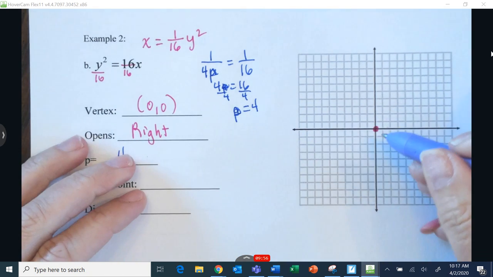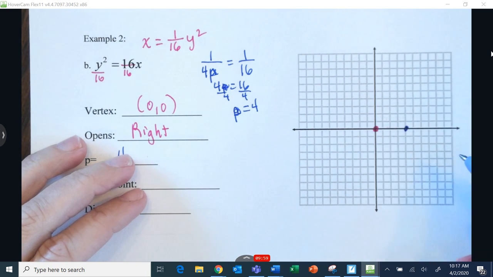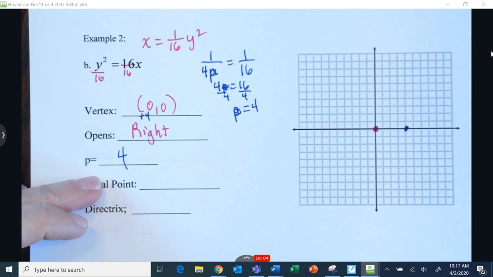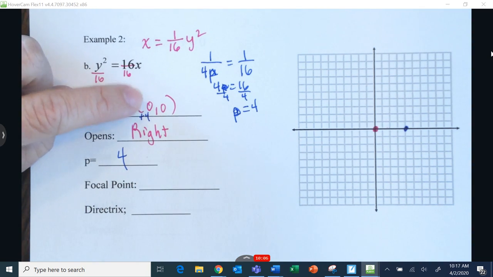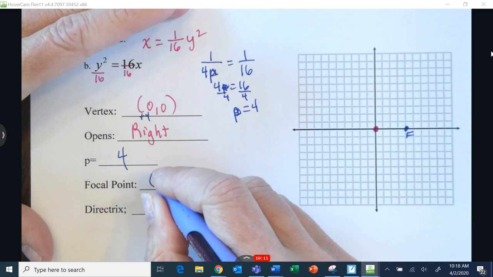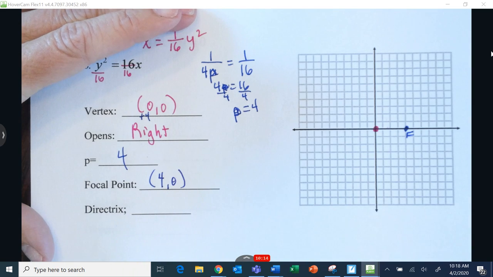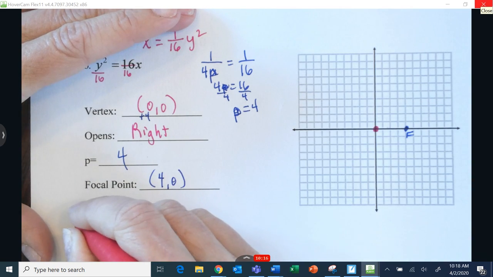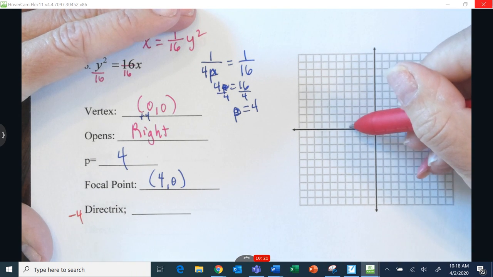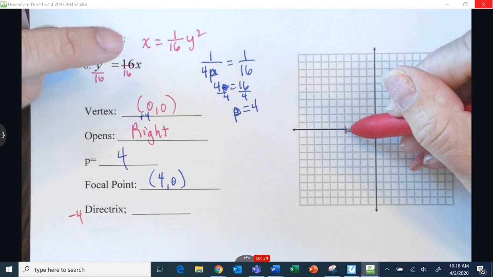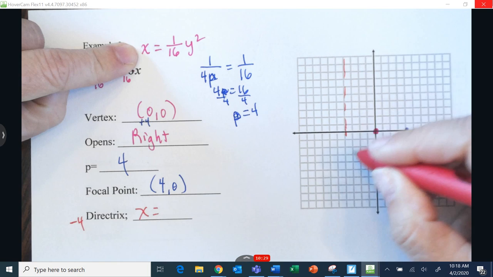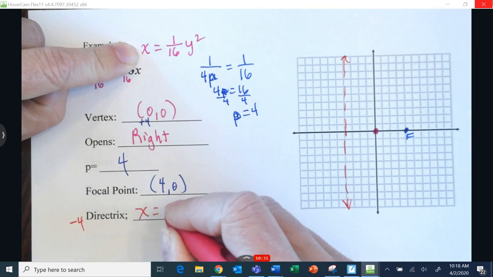Since I'm going to the right, I'm going to be adding that 4 to the vertex x value. And then the focal point is at (4, 0). The directrix is going to go -4 from the vertex. So we're going to go 1, 2, 3, 4. And since this is x equals here, this is also going to be x equals. It's going to be a vertical line at x equals -4.